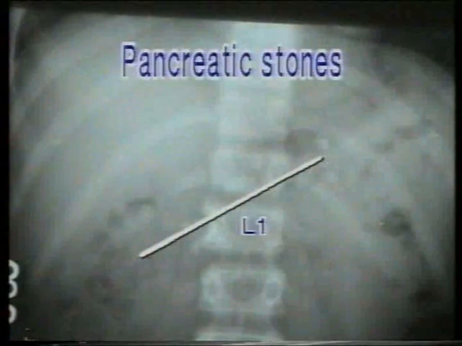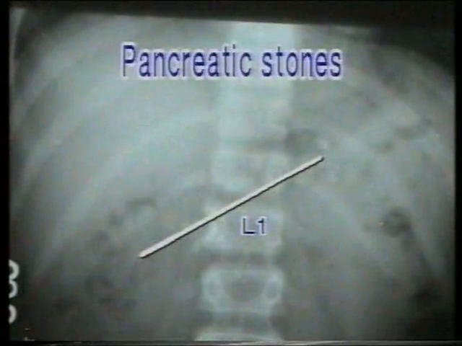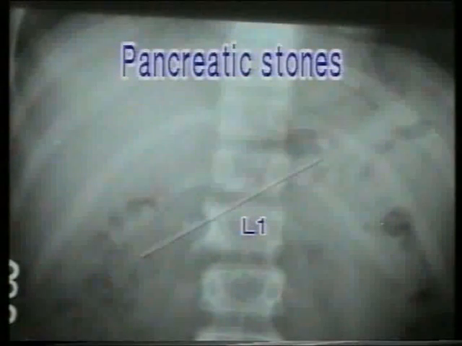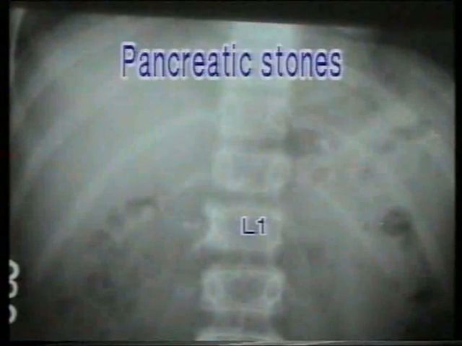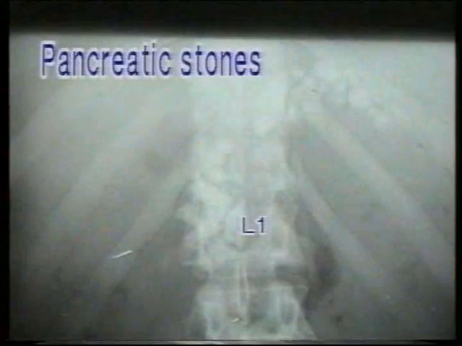This white line depicts the position and direction of the pancreas. It runs across the body of the first lumbar vertebra in the midline and runs upwards towards the left. Any calcification in this zone should arouse the suspicion of pancreatic calcifications. A careful observation will show many calcifications in the position occupied by the pancreas.